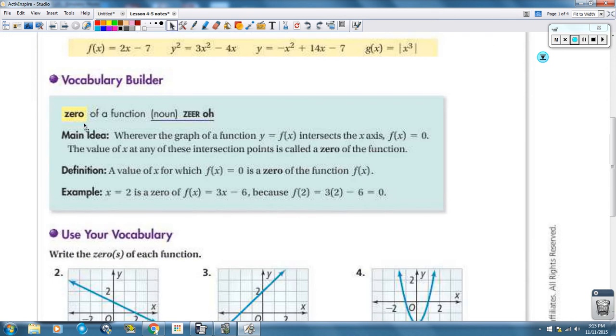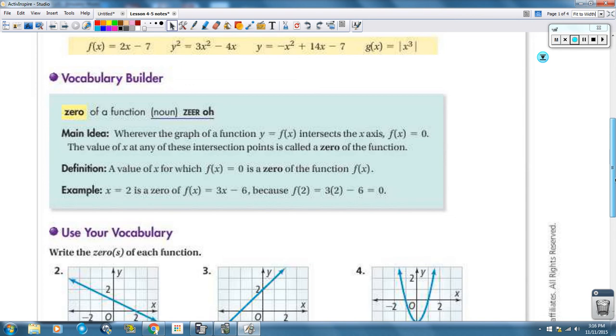Okay, so we're talking about the zero function. We also use zeros, roots, or solutions for that. And they talk about where it intersects. So it's where y is 0, where it crosses the x-axis. Where x equals 2 is a zero of this, because if you replace it with 2, you're going to get 0 on both sides. Or if you solve it, you're going to get 2.